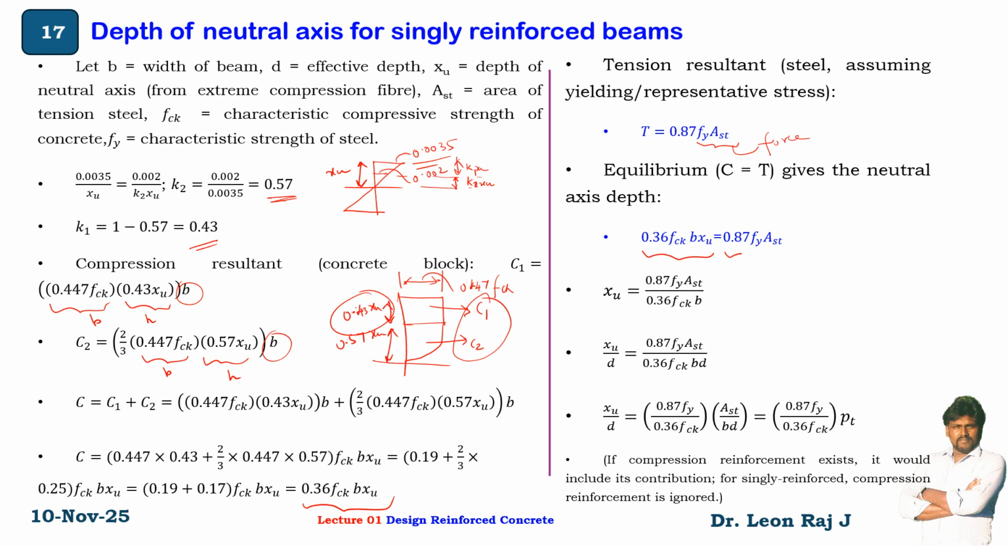Just use the force equilibrium. This is the compressive stress block and this is the tensile stress block, the force due to the tensile reinforcement. You will get the value of XU as 0.87 FY AST divided by 0.36 FCK B. So XU by D you will get the value equal to 0.87 Fy divided by 0.36 FCK into PT, where PT is nothing but 100 AST by B into D.